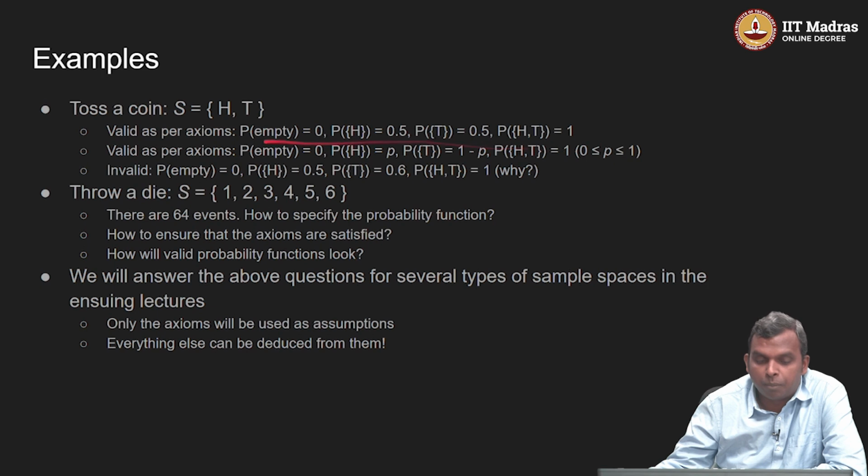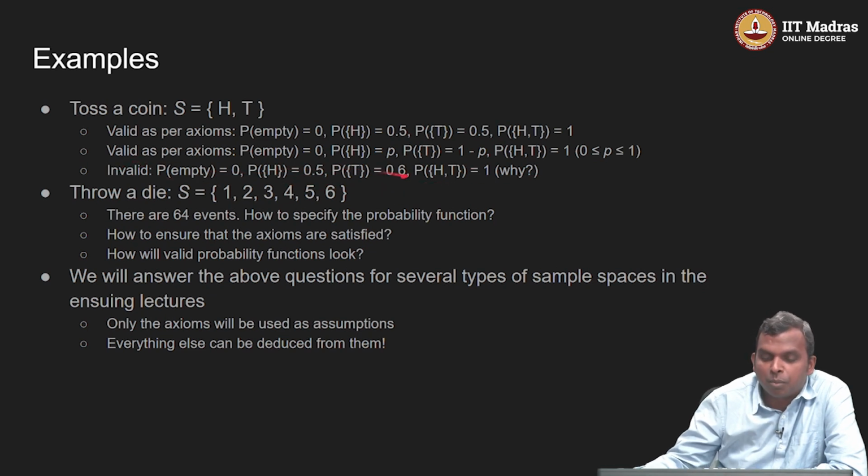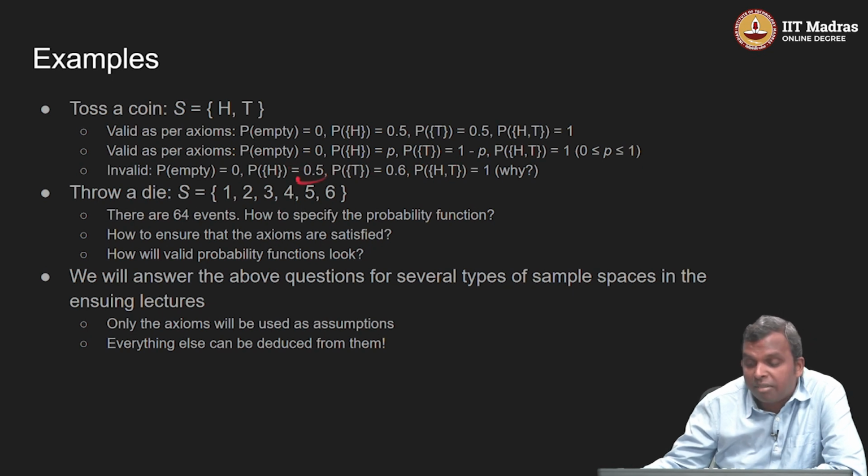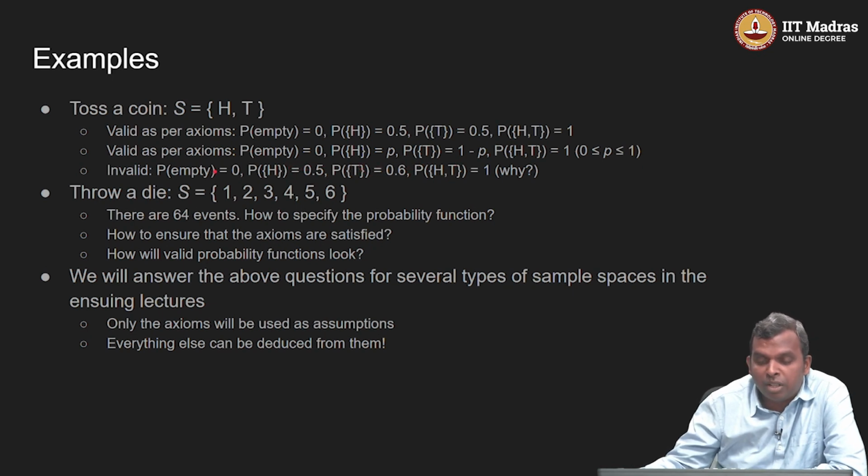That is also happening. So I've given you here another function which is invalid, just to show you that not every function is valid. You can't think of any function. So it assigns 0 to the empty set, 1 to the entire sample space. Let's say we put 0.5 to h and 0.6 to tails. This is not a valid probability function. Why is that? You do P of h plus P of t, you get 1.1, which is clearly wrong. It should be 1 because P of {h, t} is 1.